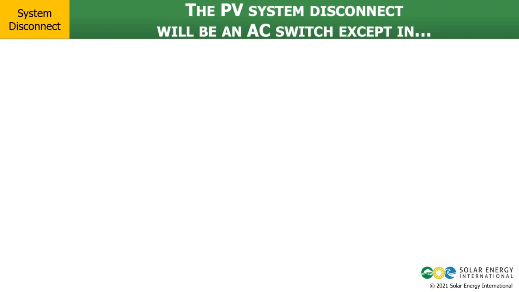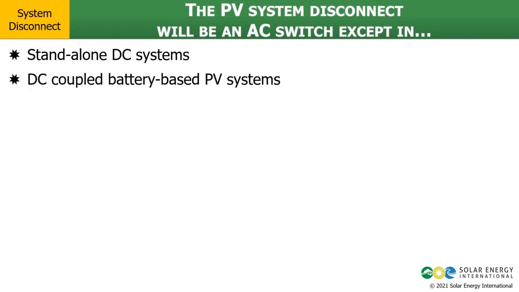So in most cases, the PV system disconnect will be an AC switch, except standalone DC systems. Obviously, there's no AC in a standalone DC system, so that PV system disconnect is going to be a DC disconnect. DC coupled systems that have batteries with them, that's going to be a DC disconnect. The disconnect will usually be between the charge controller and the DC bus, where the charge controller connects to the inverter and the batteries. So in that case, the PV system disconnect would be a DC disconnect.